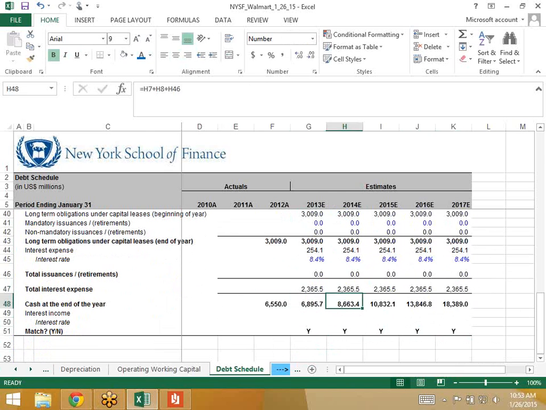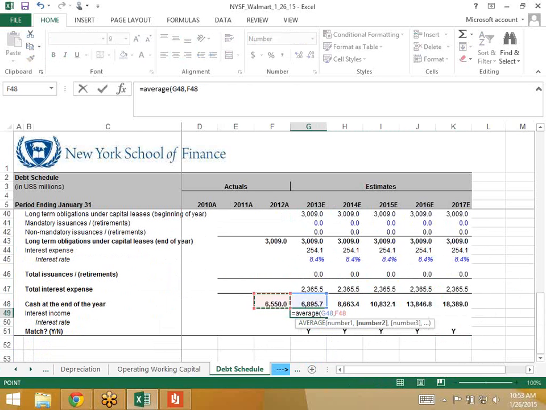Notice there's still this final line item, interest income, which is the little bit of income that's based on cash that's sitting on your balance sheet. The way we calculate that is much like interest expense. It's equal to the average of this year and last year's cash at the end of the year, times the interest rate. Right now the interest rate is blank, which is 2 times G50.